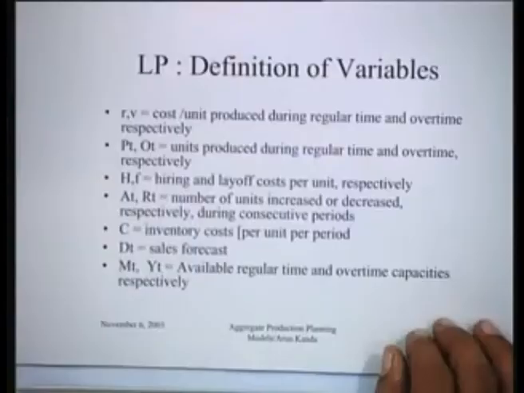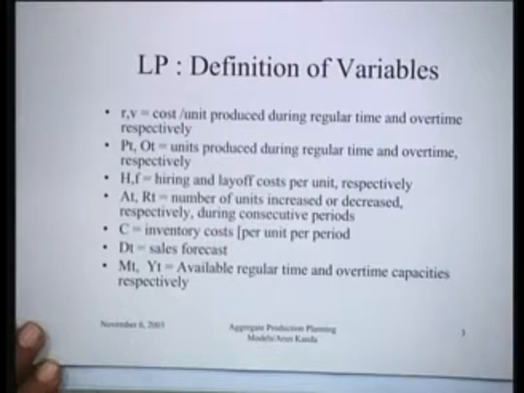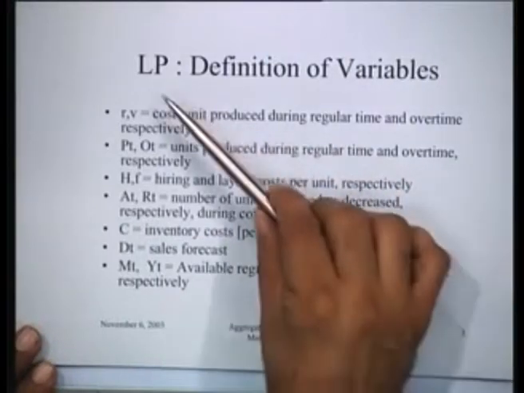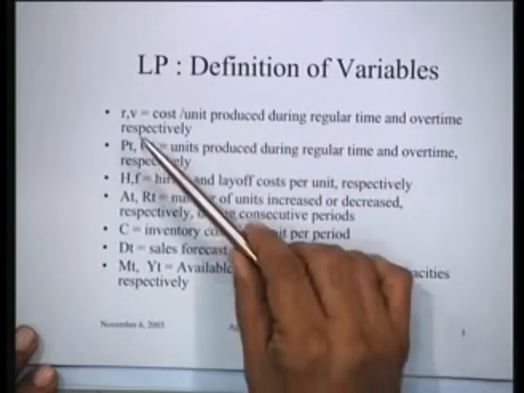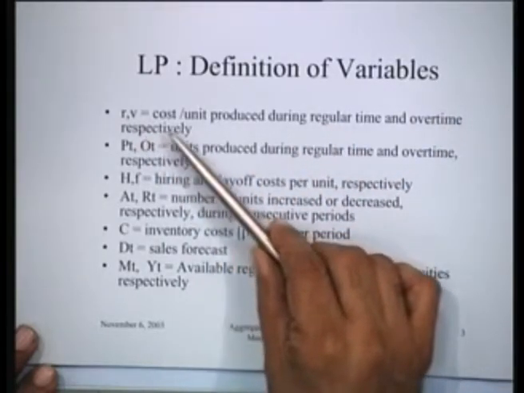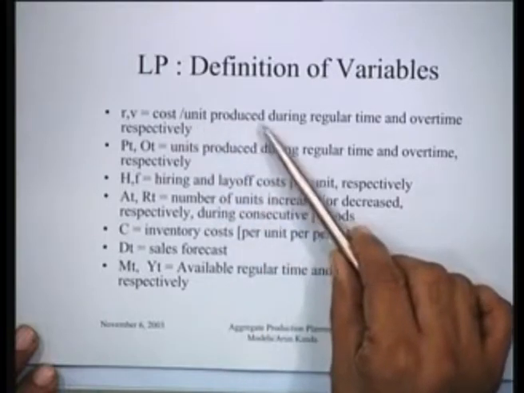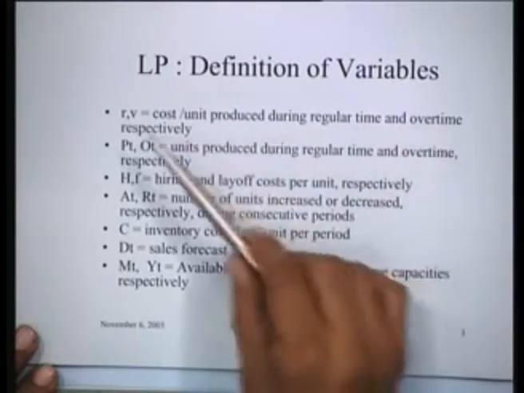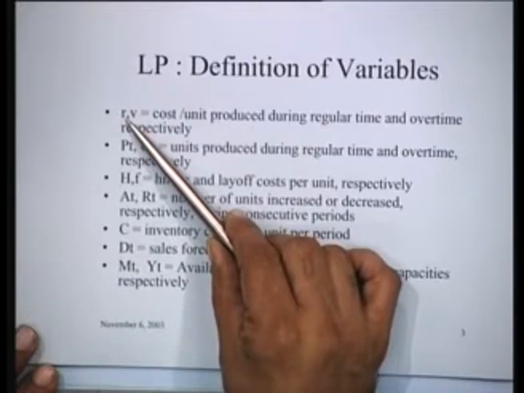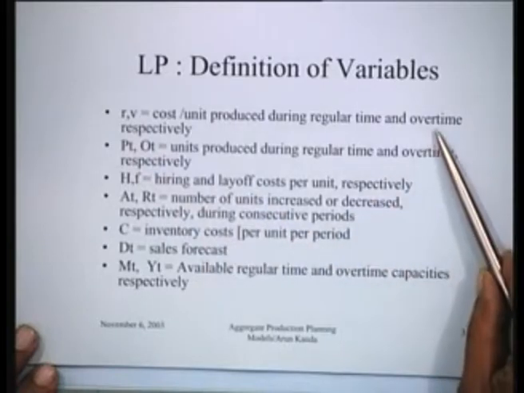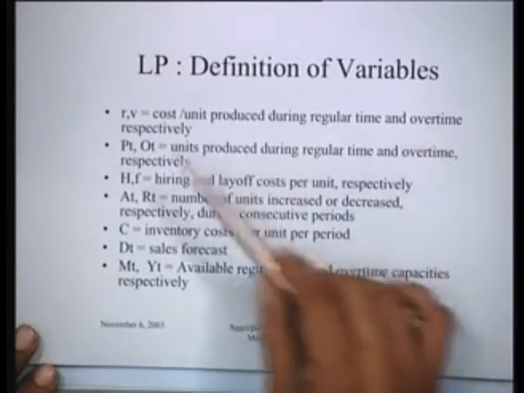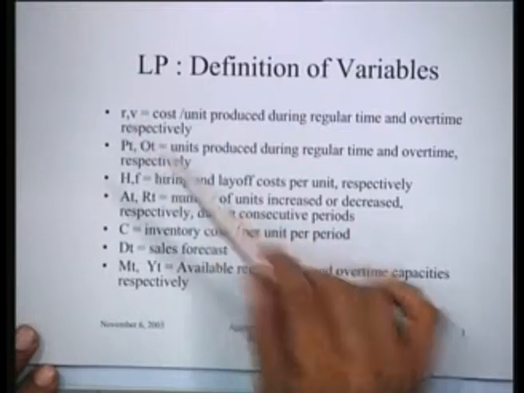If you take a linear programming formulation of the problem, then a typical linear programming formulation will begin with definition of variables. Typically in an aggregate production planning problem, we define variables like R and V, which is nothing but the cost per unit produced during regular time and overtime. So R stands for cost per unit if the item is produced on regular time, V stands for the case if it is produced in overtime. Typically what we are assuming is that V would be greater than R.